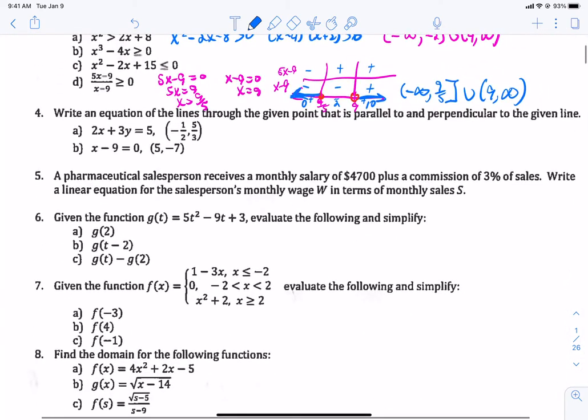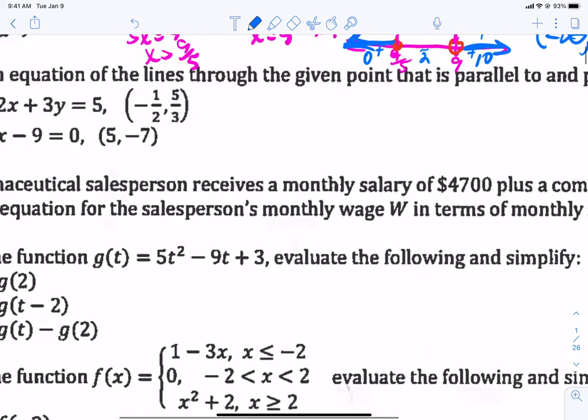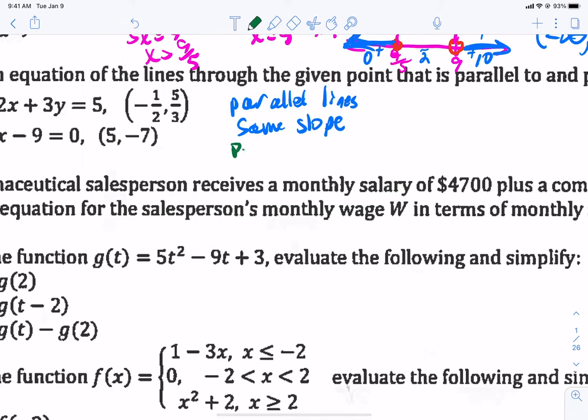Okay, let's talk about lines. Write an equation of a line through the given point that is parallel to or perpendicular to the given line. Parallel, so here's the thing you need to remember. Parallel lines have the same slope. And then you also want to remember that perpendicular lines have opposite reciprocal slopes.